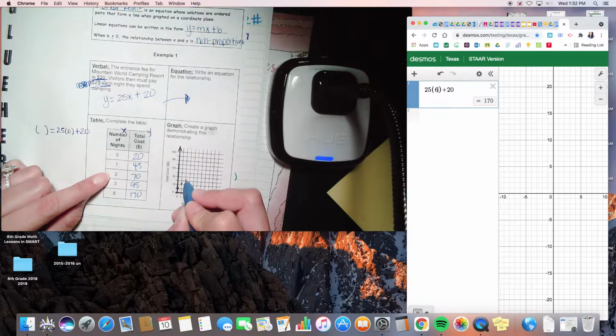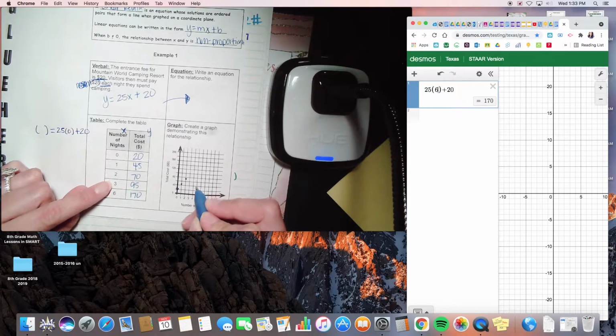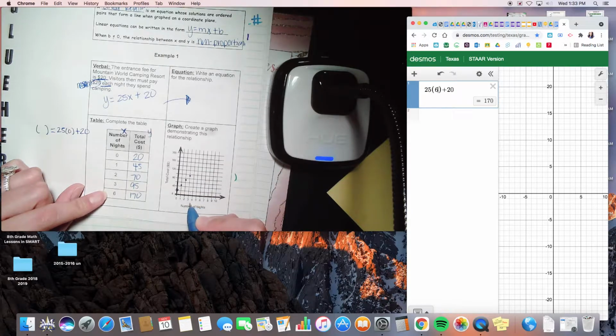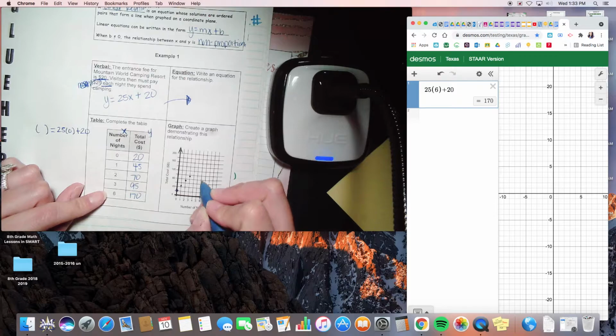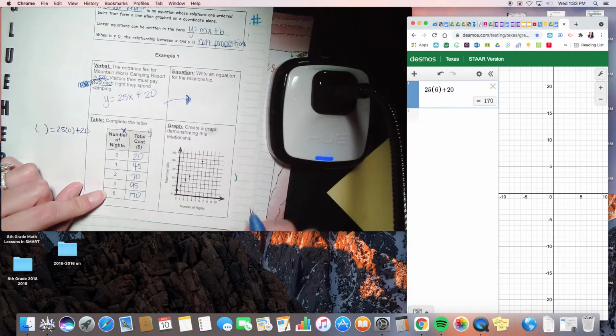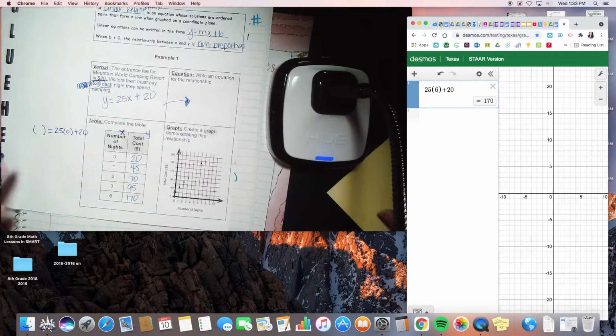270 is right before the 80. 395. This would be 100, so the 95 would be here. 170 and 6. So 6, 170 would be somewhere here. And now all I'm going to do is connect these lines.